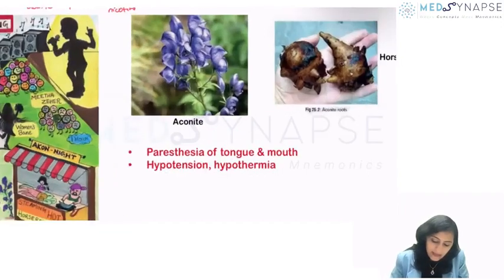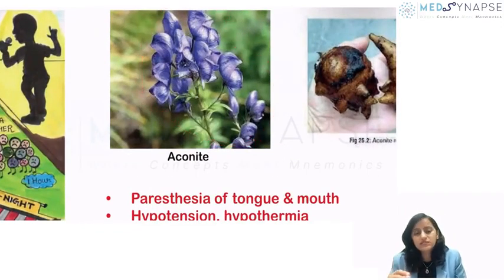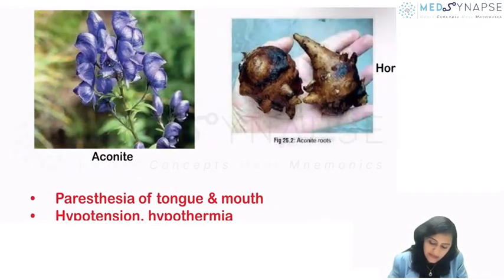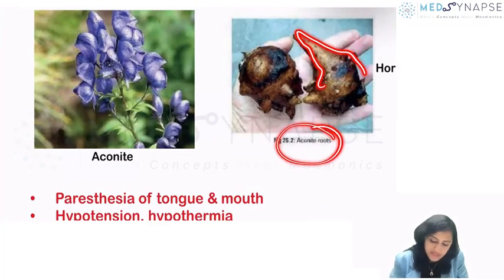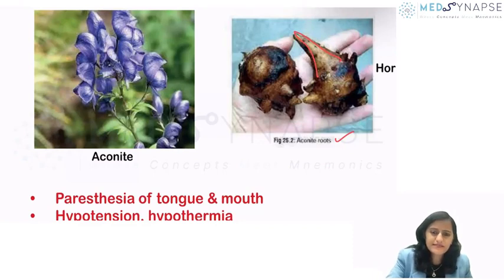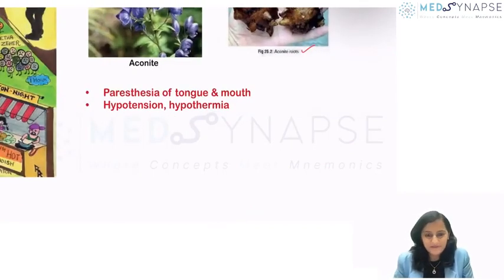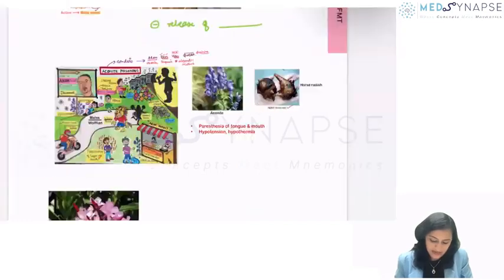Okay. And look at the plant of aconite. This is how the plant looks like. The blue color is aconite plant. And look at the horseradish. The roots resemble the horseradish. It is the most toxic part of aconite. The entire plant is toxic, but the roots resemble the horseradish, right? Is this clear with everyone? So paresthesia of tongue and mouth, and we have hypotension and hypothermia.